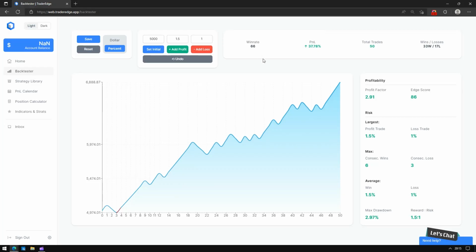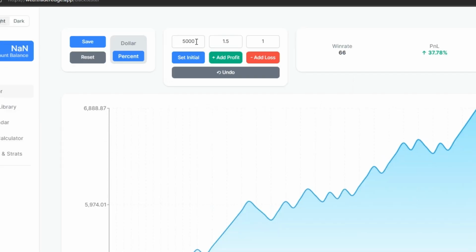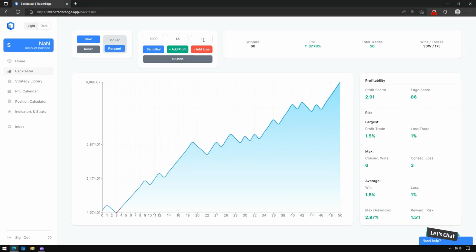Alright, so these are the finishing results. We had a total of 50 trades with an initial account balance of $5,000, 1.5% profit to 1% risk. We had a 66% win rate and 33 wins and 17 losses. With a starting balance of $5,000, we would have made that up to $6,888, which is pretty impressive.